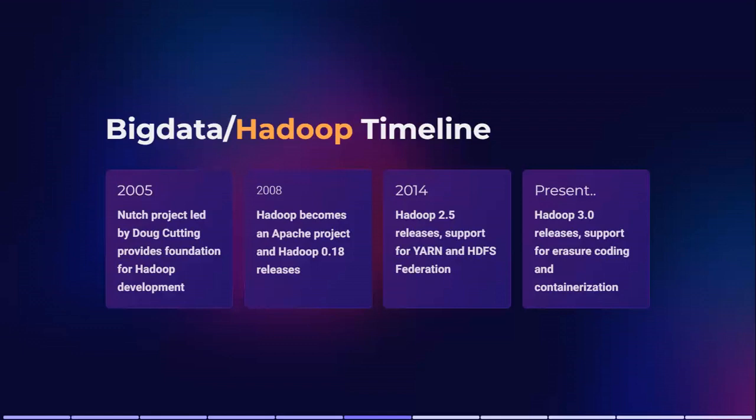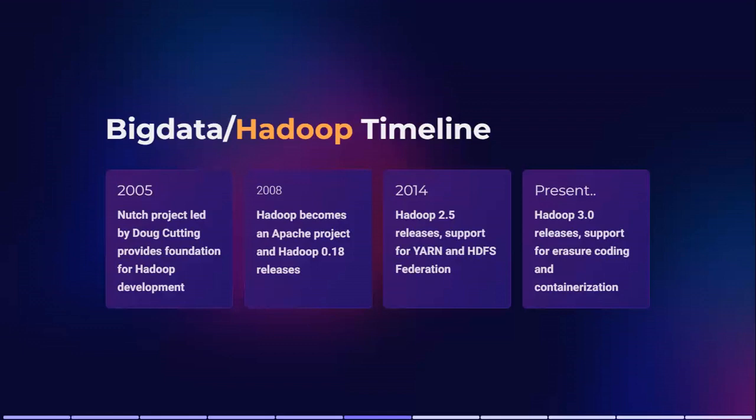So Hadoop evolved in 2005 by Doug Cutting, and in 2008 Apache adopted the Hadoop technologies. Then it became an open source system, which means anyone can use it, and anyone can contribute to the improvement and development of the Hadoop technologies, right? And in 2014, the Hadoop 2.5 version was released, and major changes happened in the Hadoop 2.x upgrade.